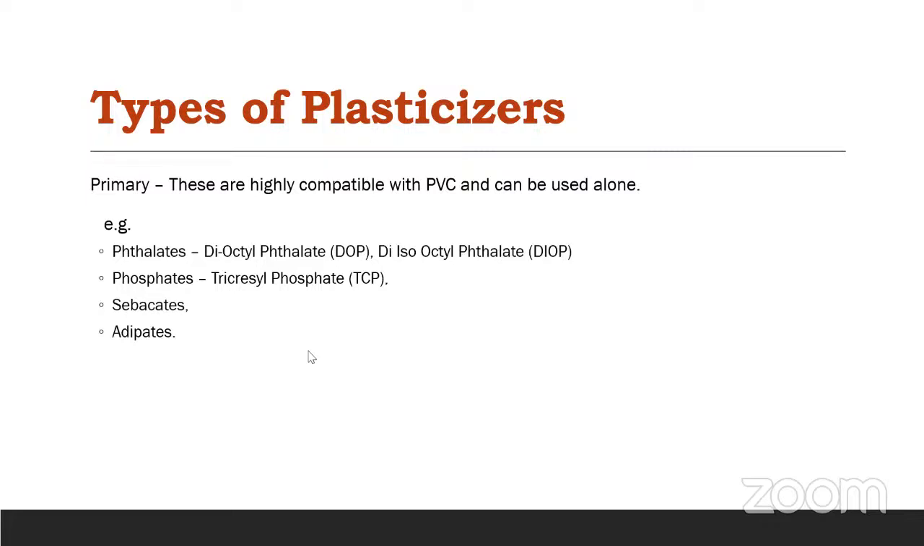Take the example of starch. Starch is a natural biopolymer which is very brittle. To make it processable and flexible, it is converted into a thermoplastic starch by treating it with glycerol. Glycerol gives a plasticizing effect to your starch material.